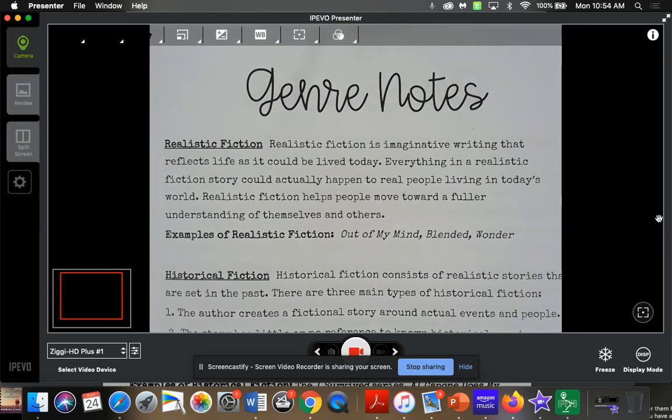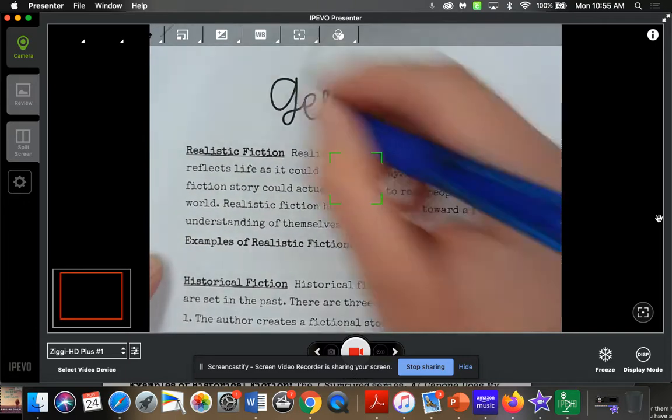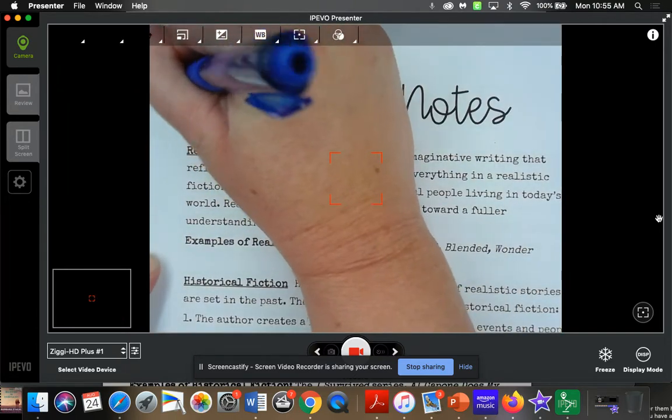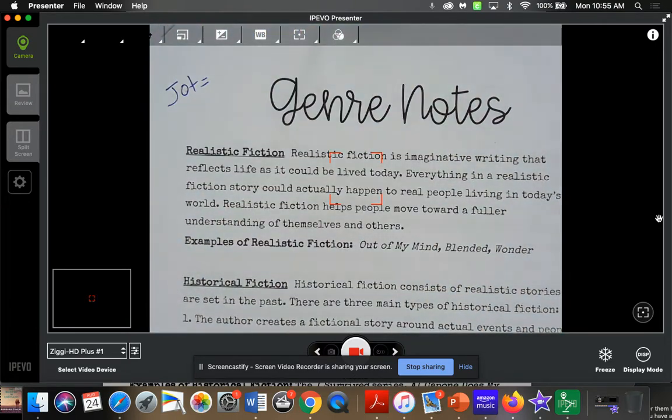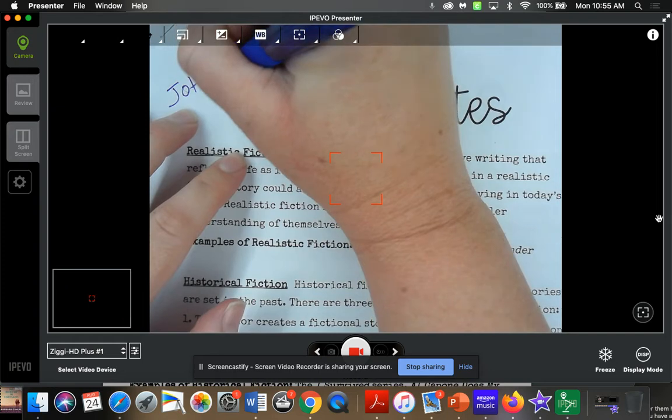Okay. So let's look at the word jot. I want you to write this down so that you know what we mean when we say jot down notes. What does it mean to jot down notes? Are you writing extensive sentences? No. Liberty, what does jot mean? Just like write down some quick notes. Yes, quick notes.